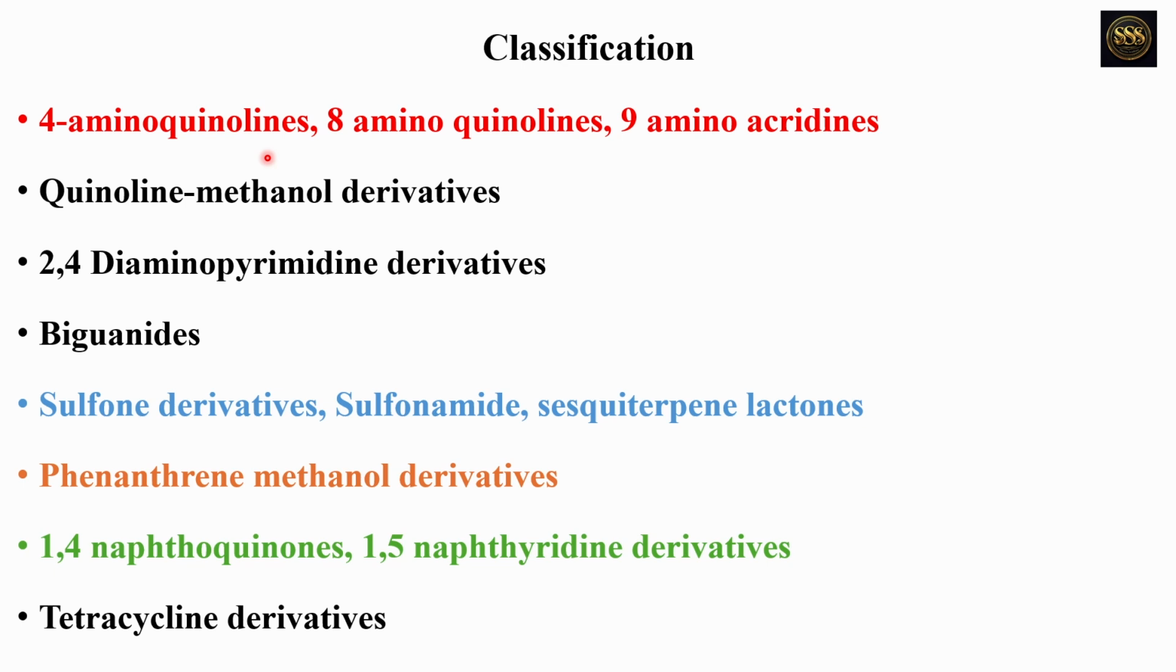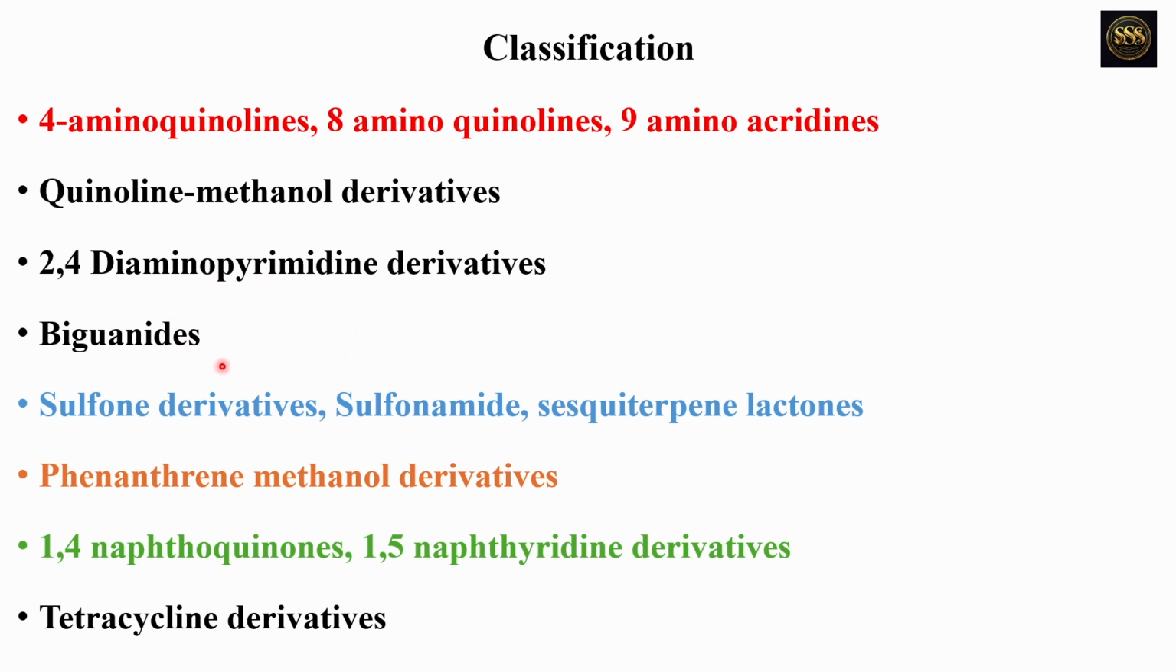So quinolines are mainly included as anti-malarial drugs, whereas acridines are also included as anti-malarial drugs, where at the ninth position an amino group is attached. So 4-aminoquinolines, 8-aminoquinolines, and 9-aminoacridines belong to the anti-malarial drugs classification. Next is quinoline methanol derivatives. Then 2,4-diaminopyrimidine derivatives. In the pyrimidine ring, at the second and fourth positions, two amino groups are attached. So this is 2,4-diaminopyrimidine derivatives.